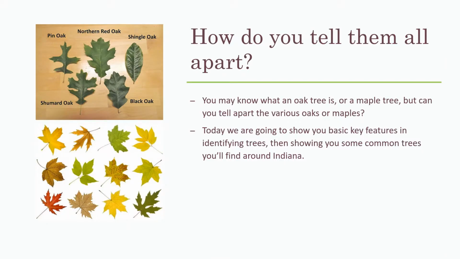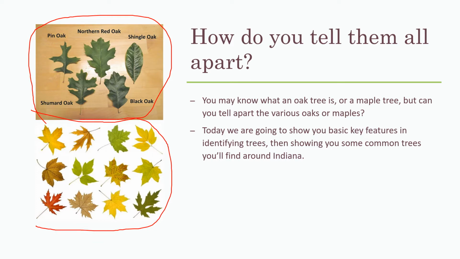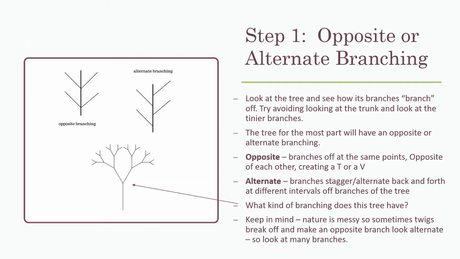All right, so again, there are many trees out there, but how do you even start to tell them apart? You might recognize this top left image as leaves from oak trees. You might recognize the leaves in the bottom left image as leaves from maple trees. But how do you start telling apart the various types of oaks or what specific type of maple they are? Today we're going to show you the key basic features in identifying trees and how to start using a dichotomous key, as well as some very common tree species that you'll find in your neighborhoods, your parks, out your window.